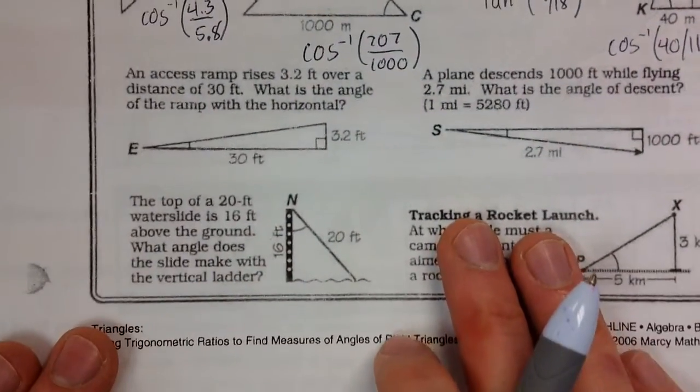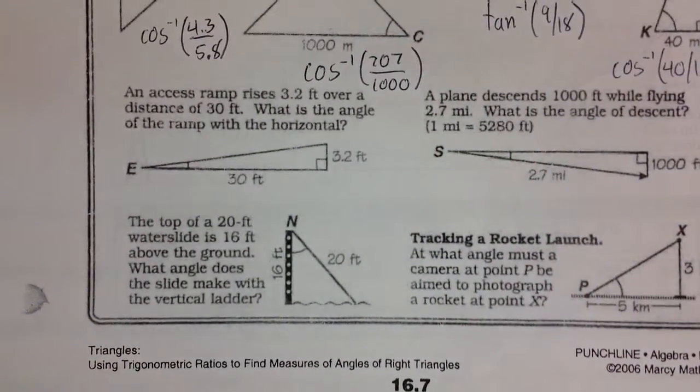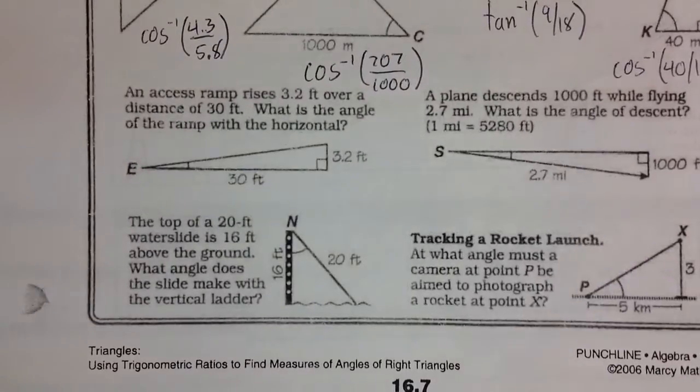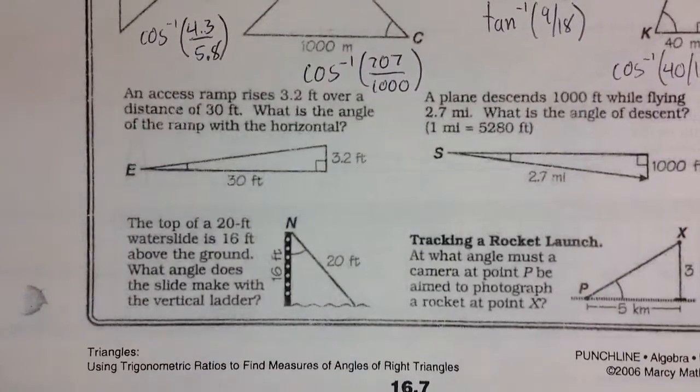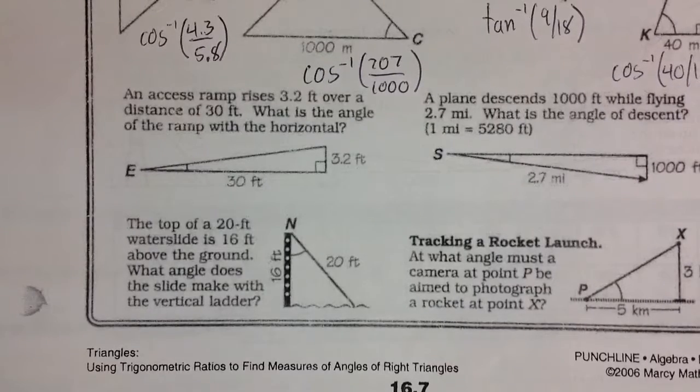Now let's put these things to work. An access ramp rises 3.2 feet over a distance of 30 feet. What is the angle of the ramp with the horizontal? When they draw the diagrams for you, it's quite easy. Soon you'll have practice with drawing the diagrams from the wording.